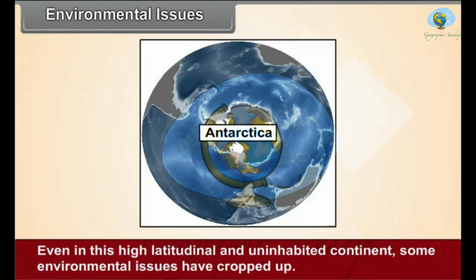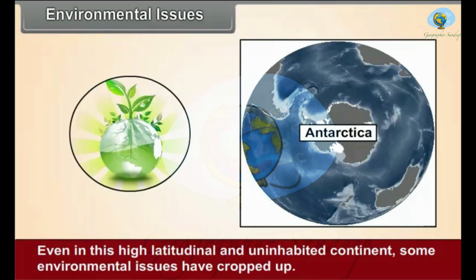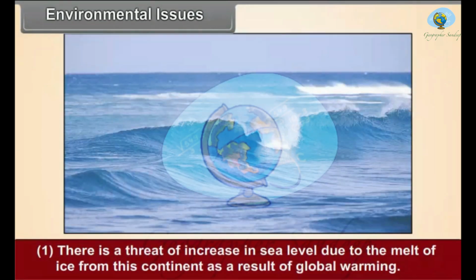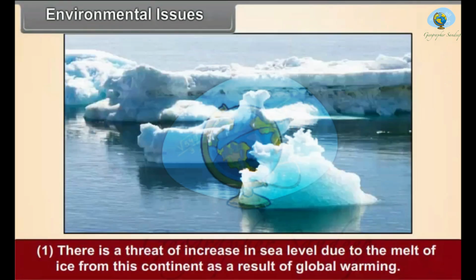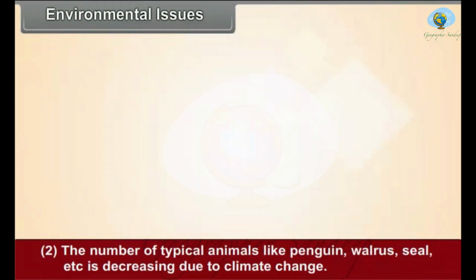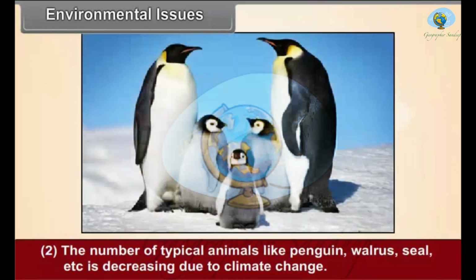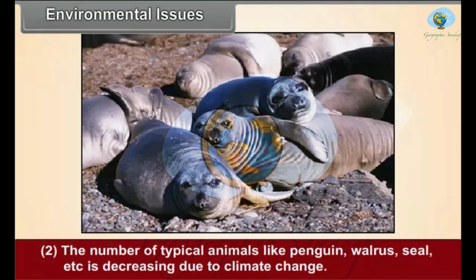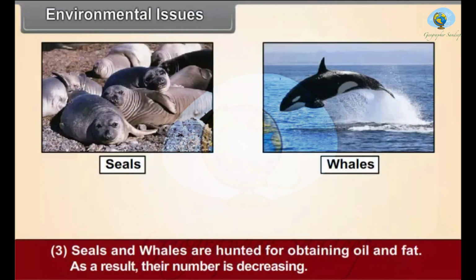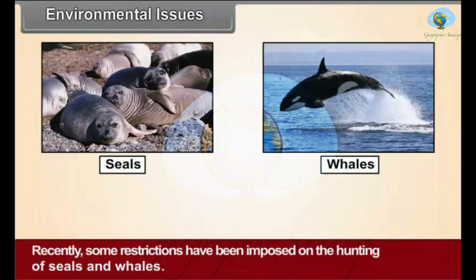Even in this high latitudinal and uninhabited continent, some environmental issues have cropped up. Number 1. There is a threat of increase in sea level due to the melt of ice from the continent as a result of global warming. Number 2. The number of typical animals like penguin, walrus, seal, etc. is decreasing due to climatic change. Number 3. Seals and whales are hunted for obtaining oil and fat. As a result, their number is decreasing. Recently, some restrictions have been imposed on the hunting of seals and whales.